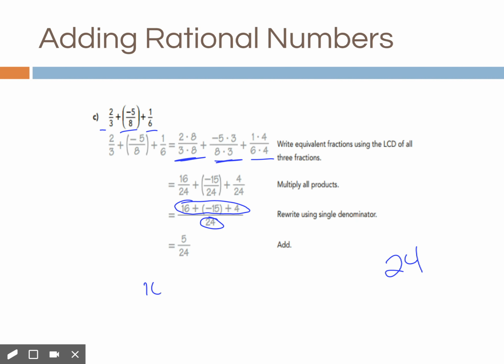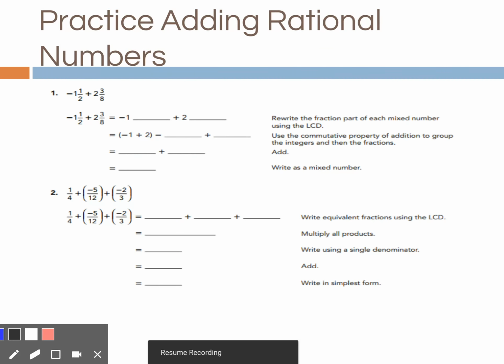So 16 plus a negative 15 really becomes the absolute value of 16 minus the absolute value of negative 15, which is simply 1. And it's going to stay a positive 1 because 16 is larger than 15. And then we add 4. And that's where we get our numerator of 5, and the denominator again is staying 24, so 5/24.